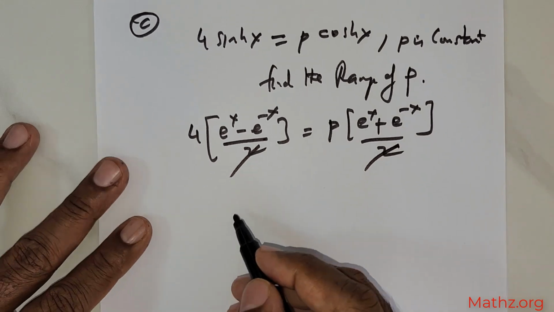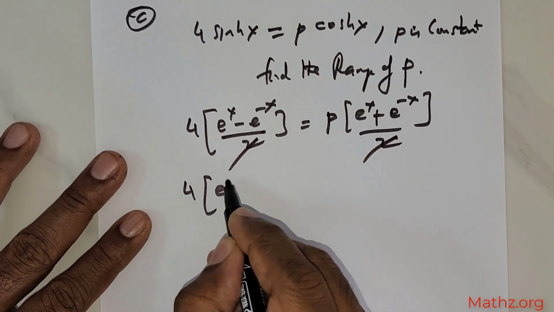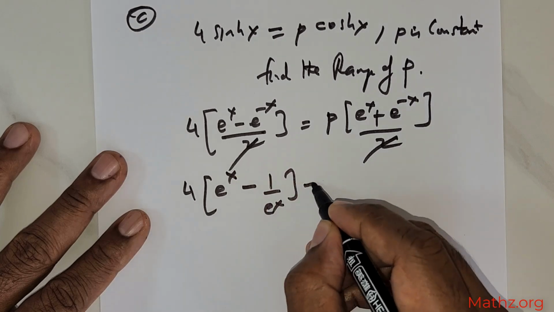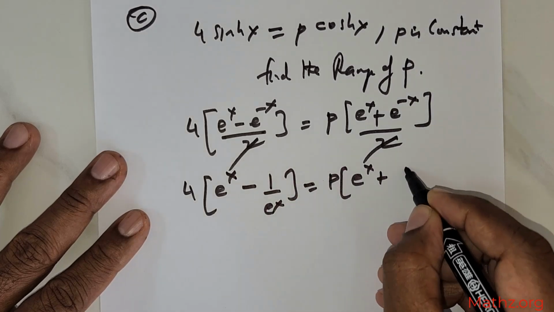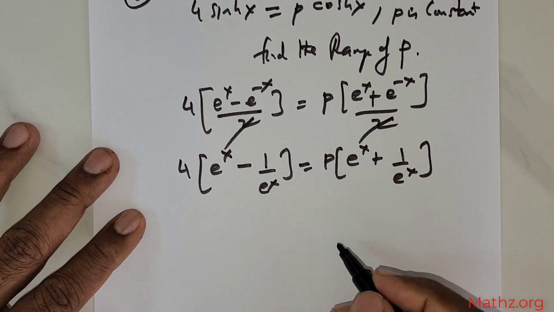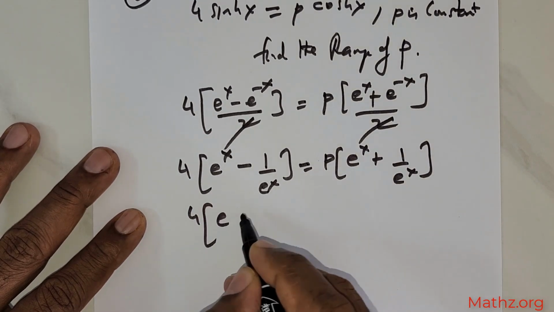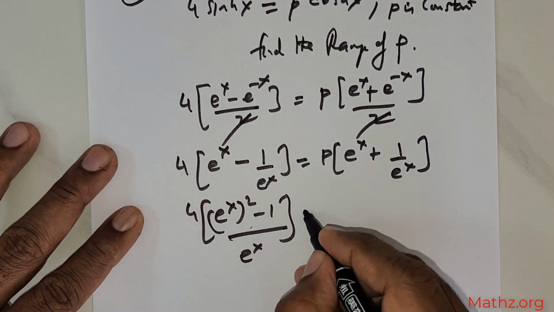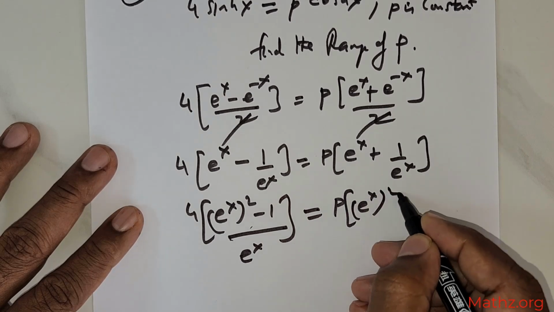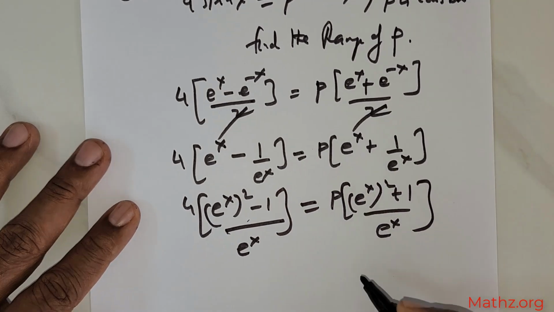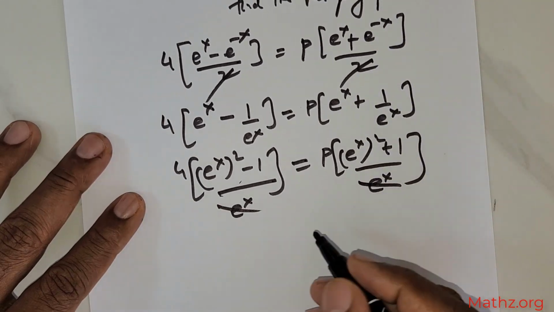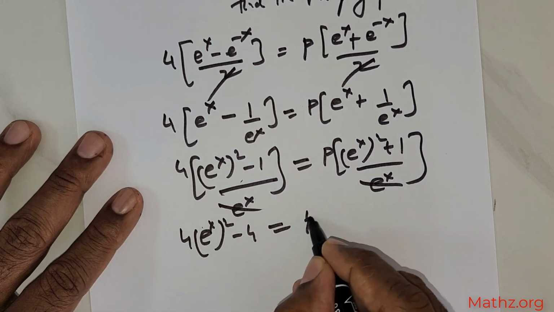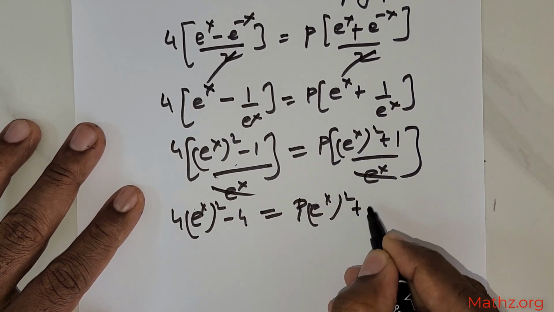Now 2 gets cancelled, so you have 4 times (e^x minus 1 over e^x). On this side, this is p times (e^x plus 1 over e^x). Now this is 4 times ((e^x) squared minus 1), divided by e^x. This is p times ((e^x) squared plus 1), divided by e^x. Now this and this can be cancelled, so you have 4 times (e^x) squared minus 4, is equal to p times (e^x) squared plus p.